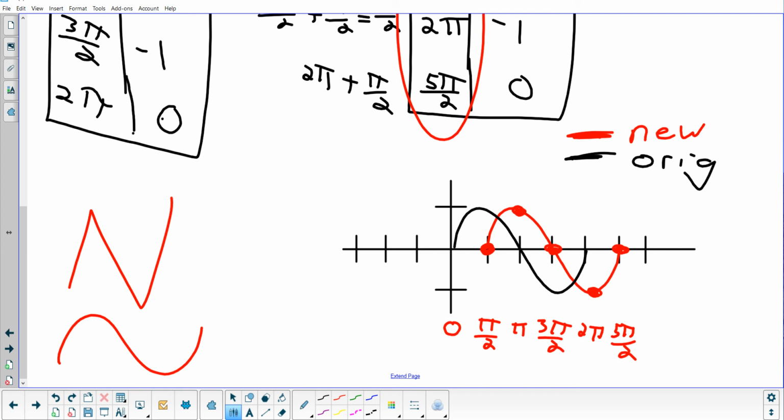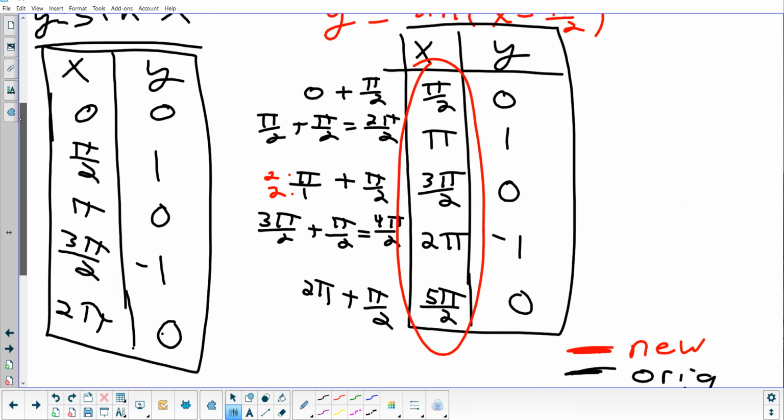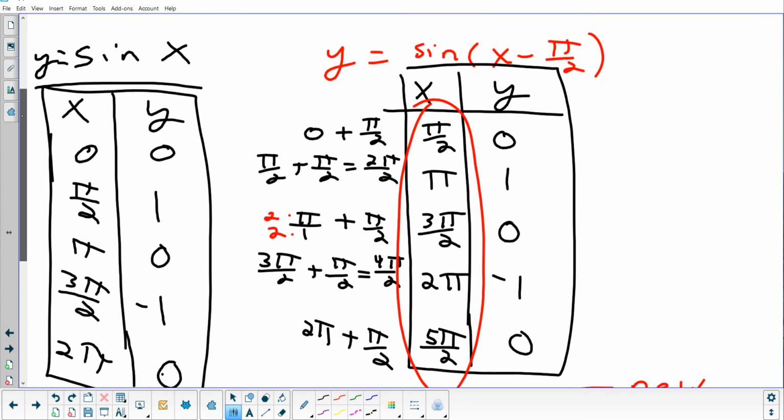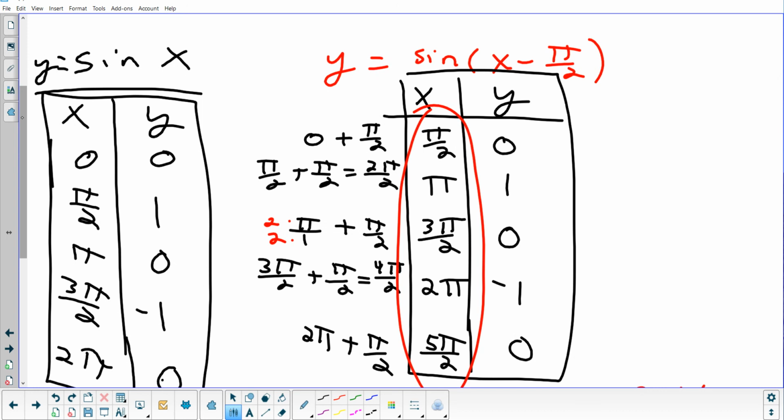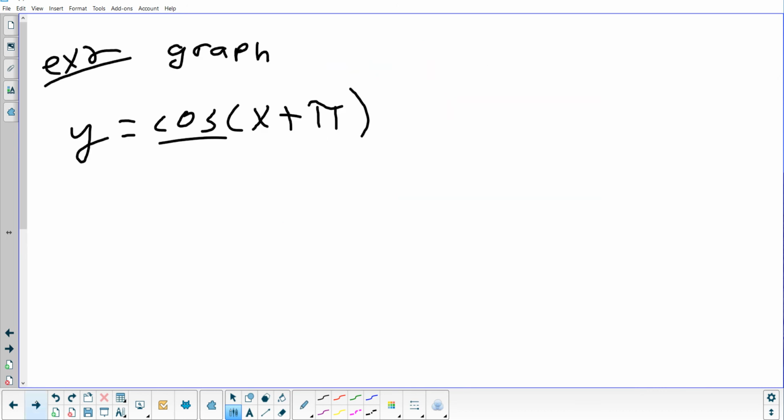Okay, any question on that? So that's a phase shift. So that's a phase shift with sine, and this one moved to the right. Let's try one with cosine, and now it's a plus.